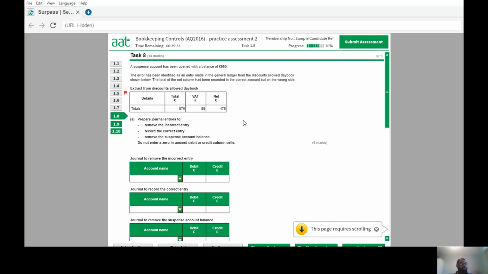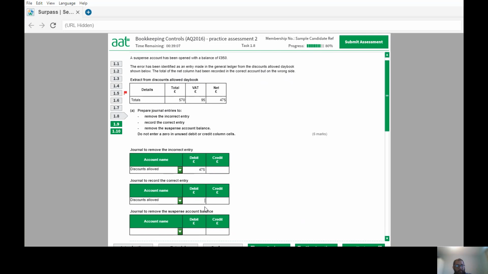The discount allowed is normally an expense account, which should be a debit balance, but what we have done is reverse one side of the entry. So the other entry is completely done on the wrong side. How am I going to remove them? If you've done a reversed entry, you enter the right entry twice, you repeat the right entry. So here I'm going to go discount allowed 475. This will remove the incorrect balance. Then we come back again, discount allowed 475 again on the same side to repeat the entry.